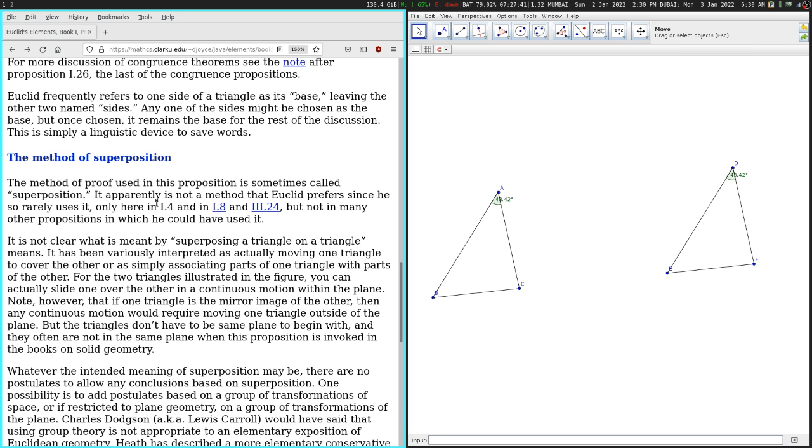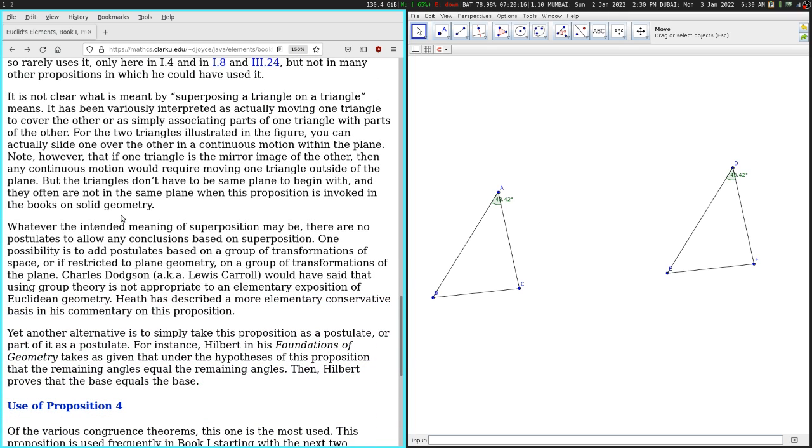But the triangles don't have to be in the same plane to begin with. That's a typo. And they often are not in the same plane when this proposition is invoked in the books on solid geometry. Whatever the intended meaning of superposition may be, there are no postulates to allow any conclusions based on superposition. I guess Common Notion 4, maybe.